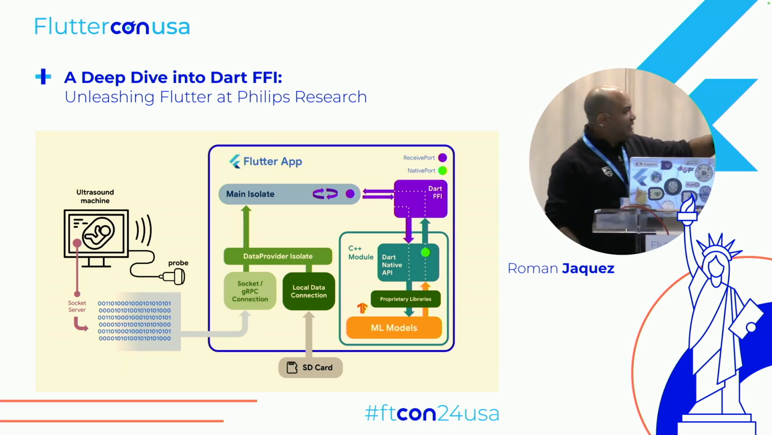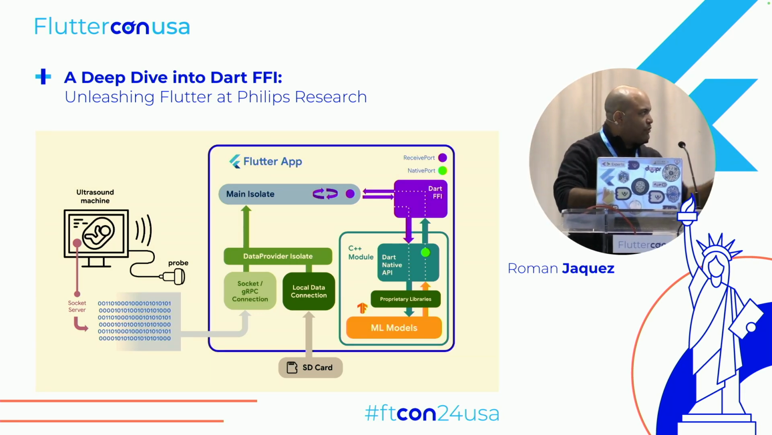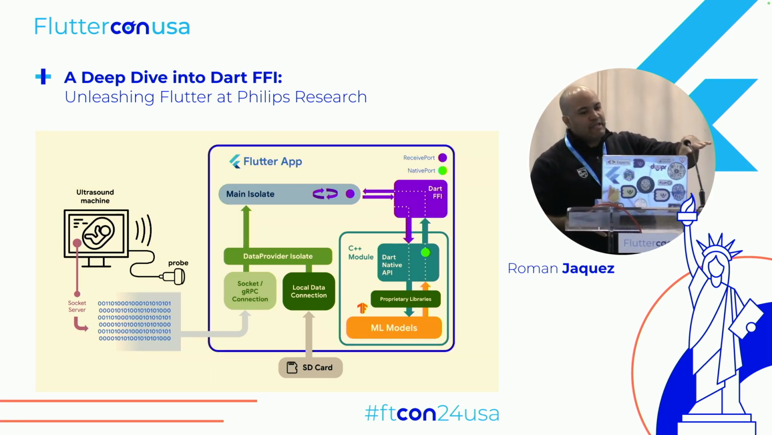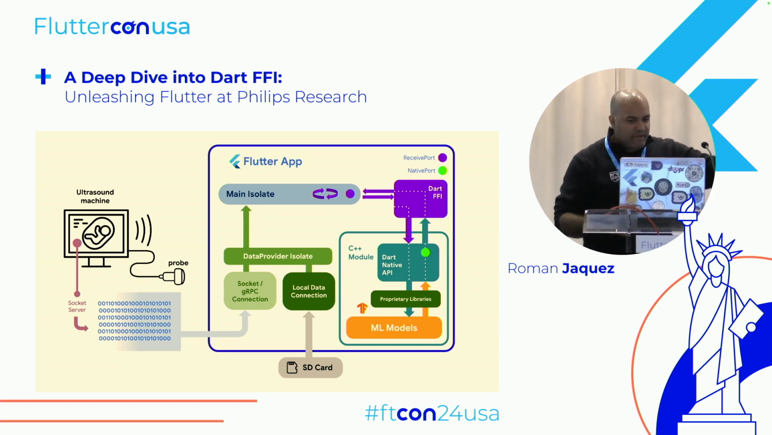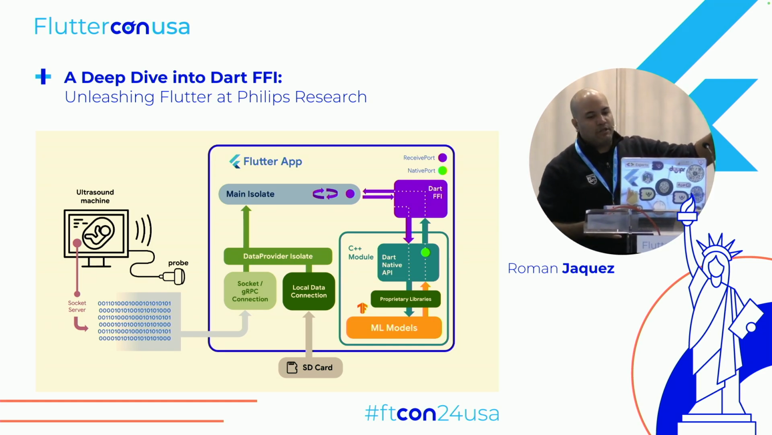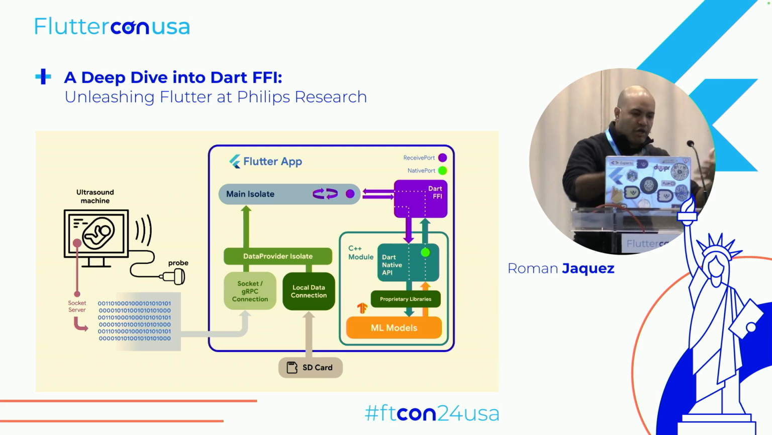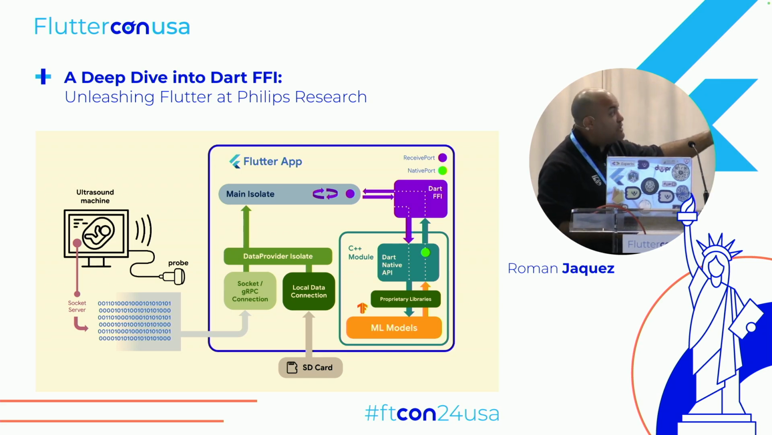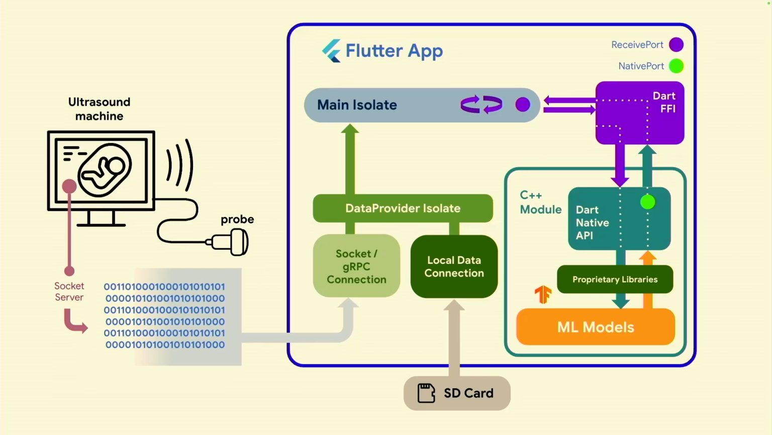So in the application that we're building now, this is a much higher level architecture of the application. You see how, for example, in this case, images are being streamed into the Flutter application, either from, let's say, a local SD card, from the local device, or maybe they could be streamed from the actual ultrasound machine, whether it's gRPC, whether it's sockets, what have you. This communication is handled in the background by a separate isolate, ensuring that the main isolate remains uninterrupted, doing what it does best, which is painting pixels on the screen.